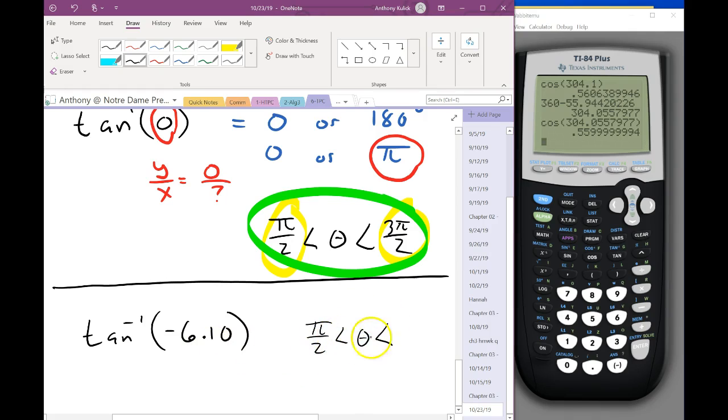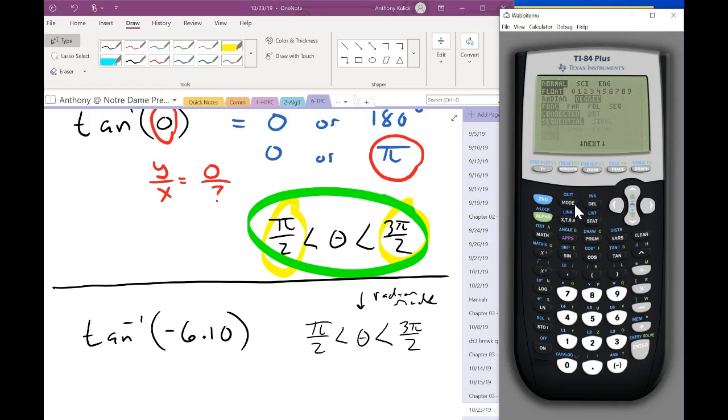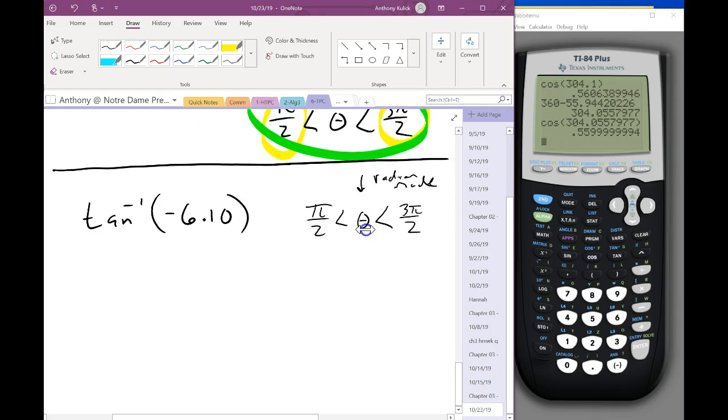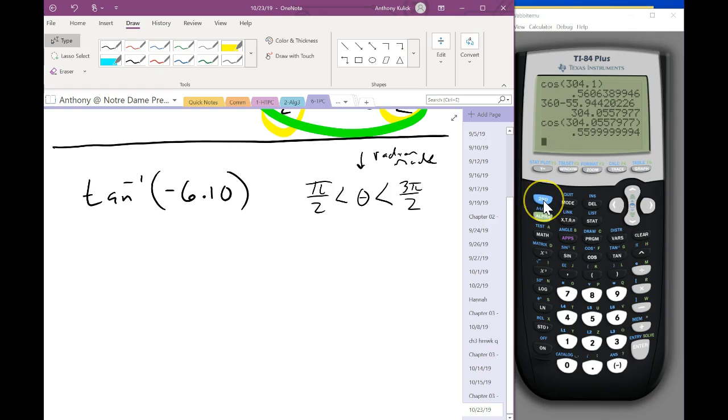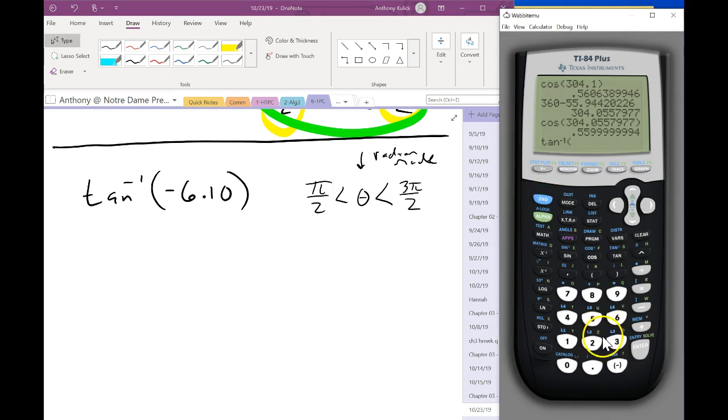Hold up. Well, no, the part at the end that I'm still writing in is going to tell us what mode we want. So this would tell us radian mode, right? So that's the first thing I'll do, change my calculator to radian mode, because negative 6.10 is definitely not a unit circle value, right? So I've got my calculator in radian mode now. And I'm going to go ahead and calculate tan inverse of negative 6.10.